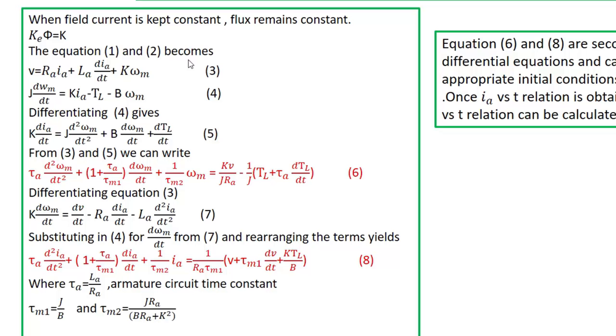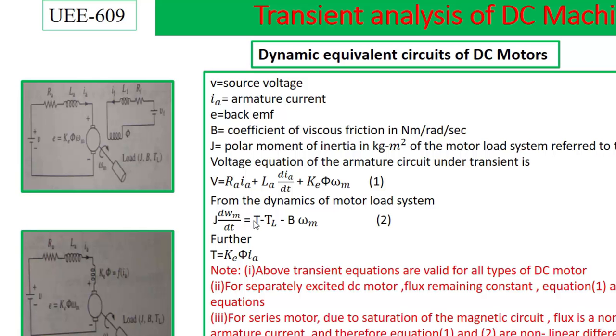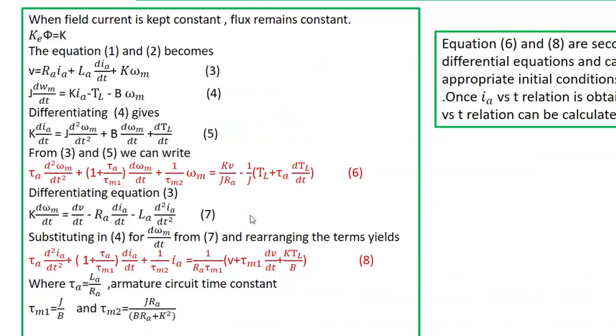Equations 1 and 2 become V is equal to RaIa plus La dIa/dt plus K omega, with K phi equal to K. Then J d omega m/dt is equal to K Ia minus TL minus B omega. The term K Ia is nothing but T, the torque developed by the motor. You can see here T is equal to K phi Ia, and since K phi is already considered K, it is K Ia. So that's why this expression becomes J d omega m/dt is equal to K Ia minus TL minus B omega.